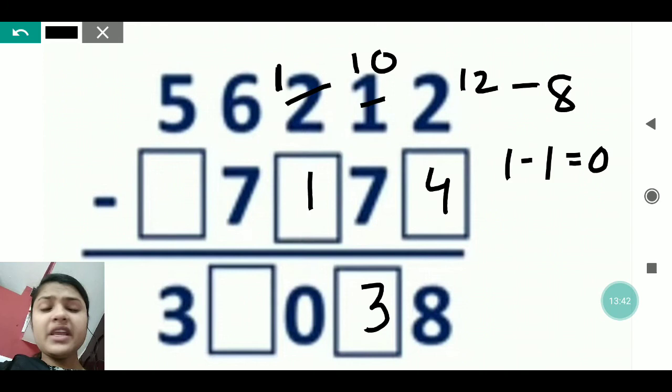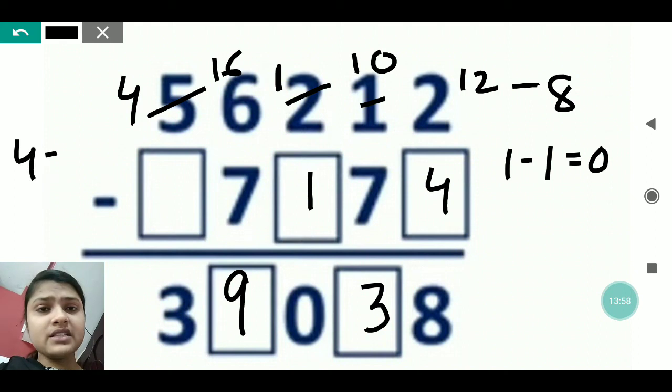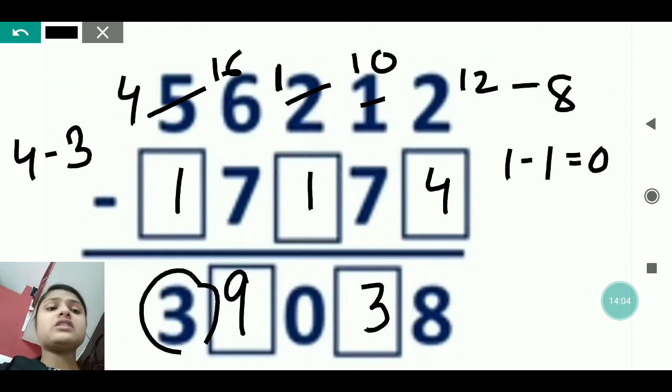Now 6 minus 7, again not possible, because 7 is greater. It will take one carry, it will become 16. 16 minus 7, you will get 9. So 9 will be written here and 4 will be taken there. Now 4 minus 3 you will get 1, and 4 minus 1 you will get 3. So this is how you have to apply your brain for solving this kind of question.